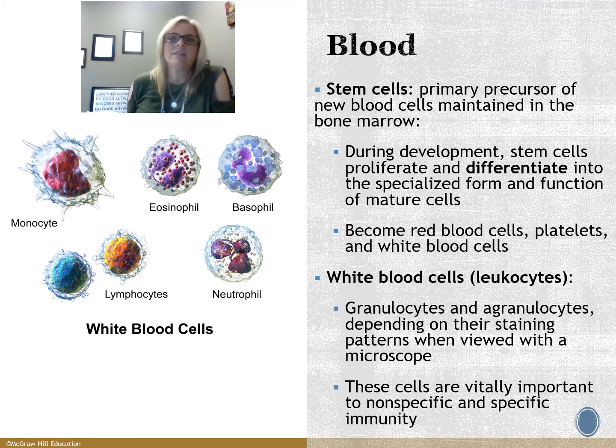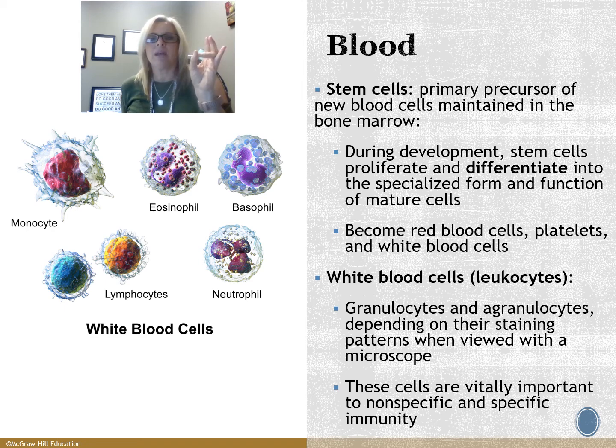The granulocytes are going to be neutrophils, eosinophils, and basophils. Okay, so NEB, NEB. Agranulocytes are lymphocytes and monocytes. There's a little acronym to remember the 5 types of white blood cells. Never let monkeys eat bananas. So neutrophil, lymphocyte, monocyte, eosinophil, basophil. Okay.